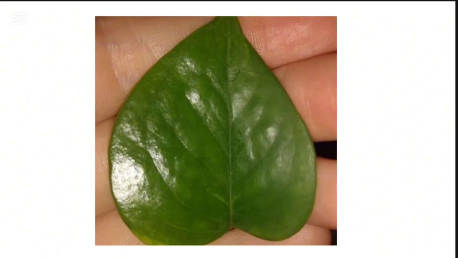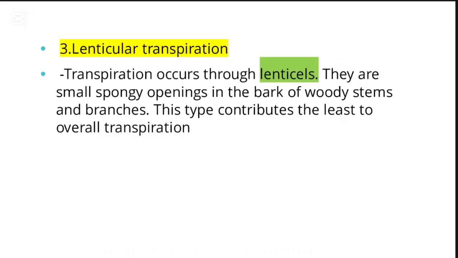Now the third one is lenticular transpiration. Lenticular transpiration means the loss of water through lenticels. Transpiration that occurs through lenticels is called lenticular transpiration. What are lenticels? Lenticels are small spongy openings in the bark of woody stems and branches. This type contributes the least to overall transpiration.